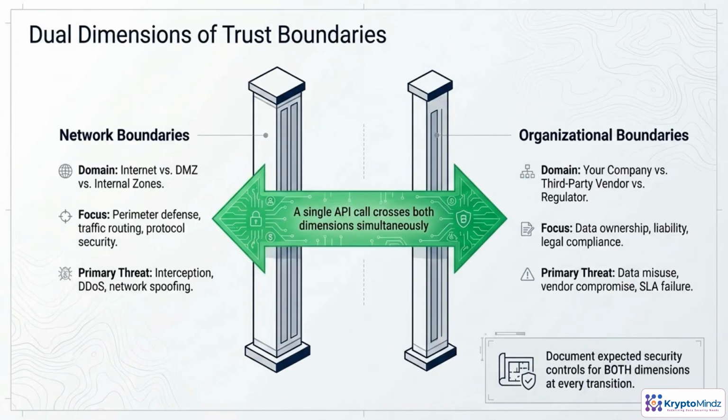Now add a second lens to those flows. Look at trust boundaries in two dimensions at once. First, network boundaries: internet, DMZ, and internal zones. Here you worry about perimeter defense, routing, protocol security, and threats like interception or DDoS. Second, organizational boundaries: your systems, your vendor systems, and regulators. Here the real issues are data ownership, liability, and misuse. A single API call often crosses both dimensions. For each such transition, explicitly document the required controls for both network and organizational risk.